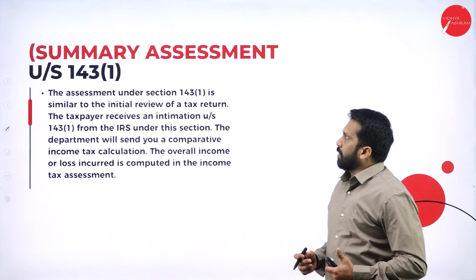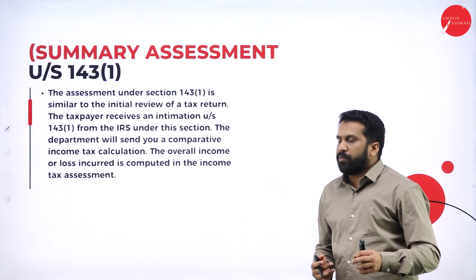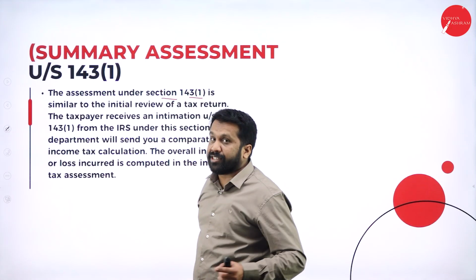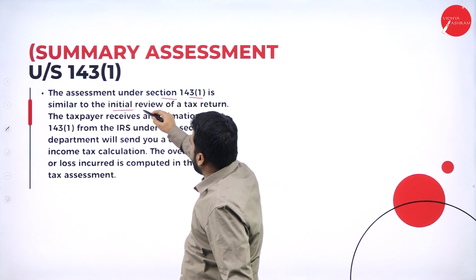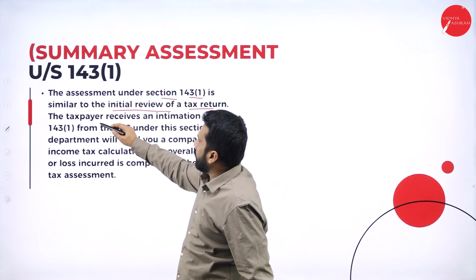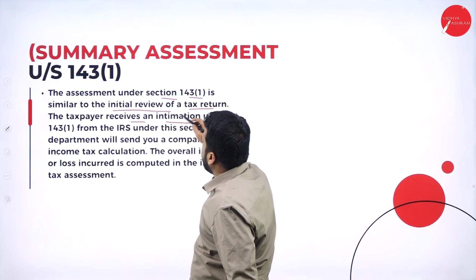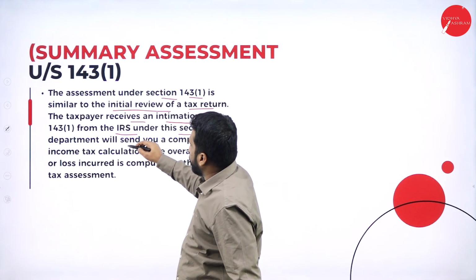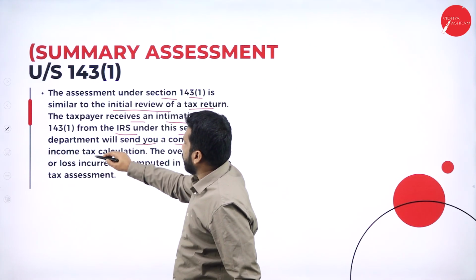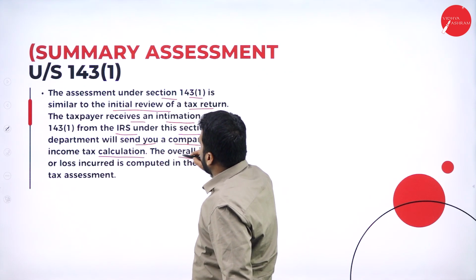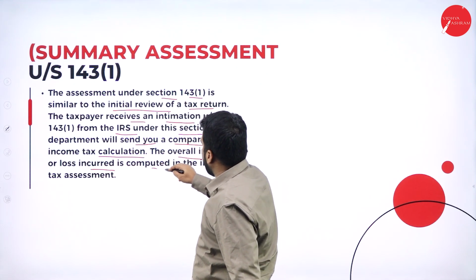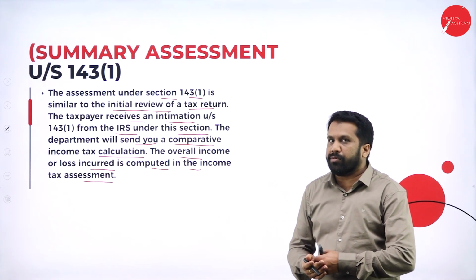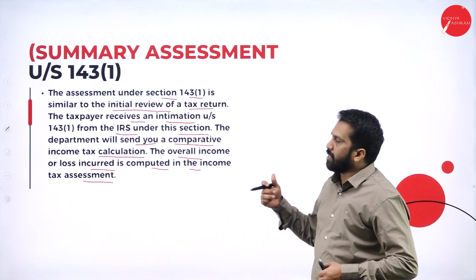Now, we'll come to the second one, summary assessment. What do you mean by summary assessment? The assessment under section 143(1) is similar to the initial review of your tax return. The taxpayer receives an intimation from the department. Under this section, the department will send you a comparative income tax calculation. The overall income or loss incurred is computed in the income tax assessment. It is very simple actually. It is almost similar to self-assessment, but this is summary assessment.